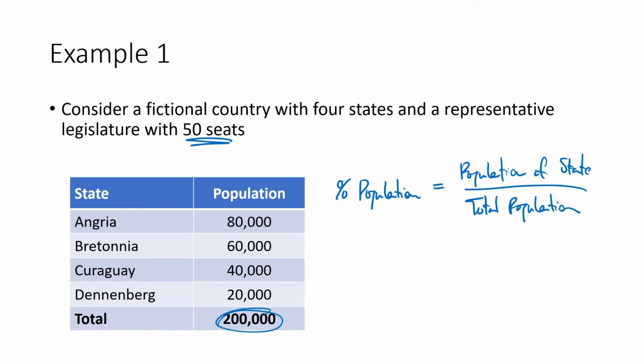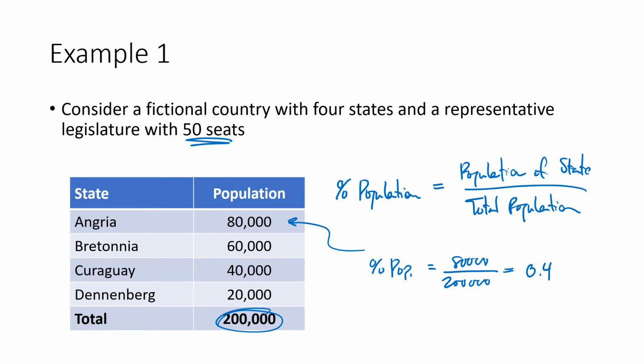And so let's find the percentage population for state A here. So the percentage population would be the 80,000 divided by 200,000. And I'm going to type that on my calculator. So I've got 80,000 divided by 200,000. And when I do that, I get 0.4.